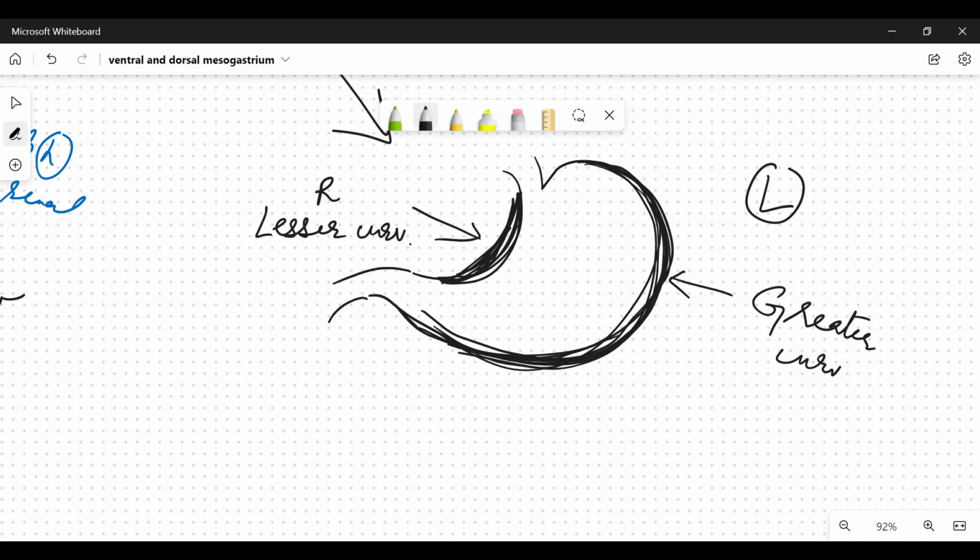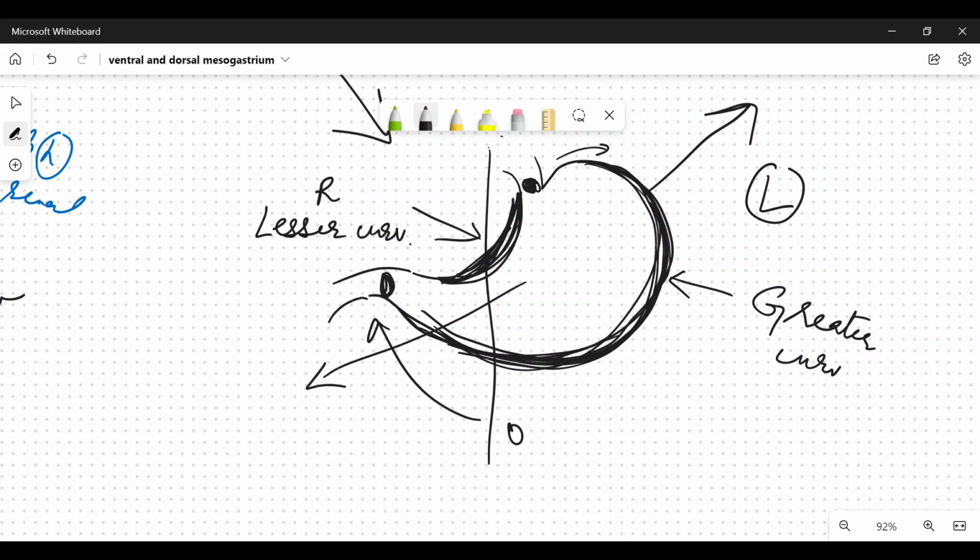And because of rotation around this antero-posterior axis, the upper end of the stomach slightly goes towards the left side, and the lower end of the stomach slightly goes towards the right side. So this junction lies slightly to the left side of the midline, whereas the pyloric end of the stomach lies slightly towards the right side of the midline. So this rotation is happening around an anterior-posterior axis.